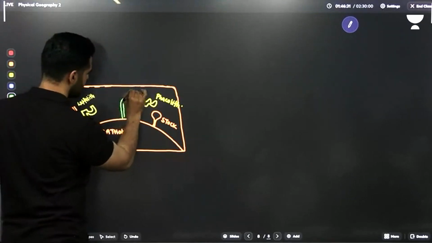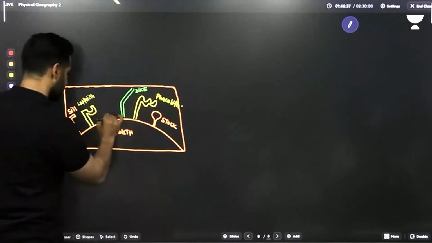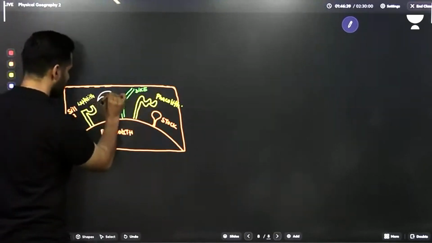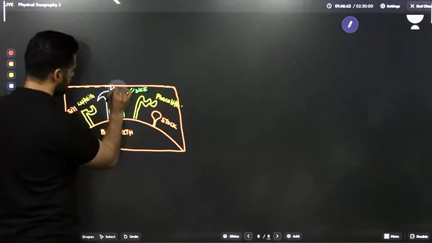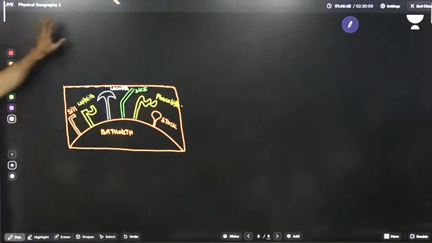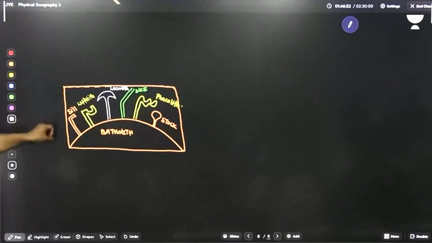What is this? Dike. What will be this? Laccolith. You will simply draw it, then you will pick one and write. Second, you will write about it one line. Third, you will write about it one line. Am I clear with this? Is it clear? Shall I move to the next?